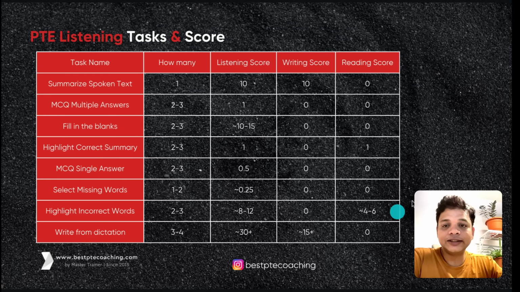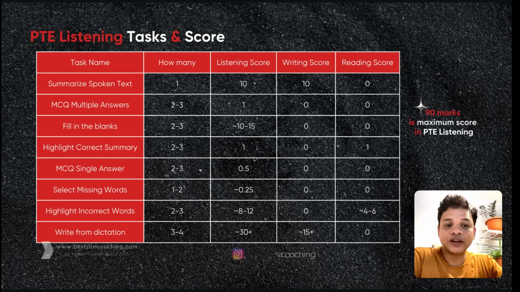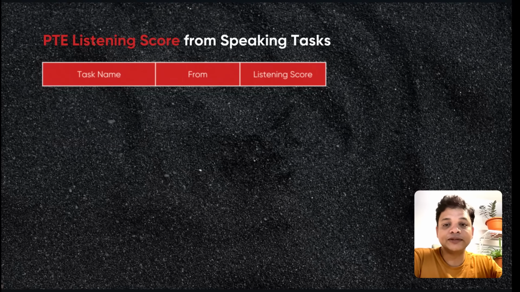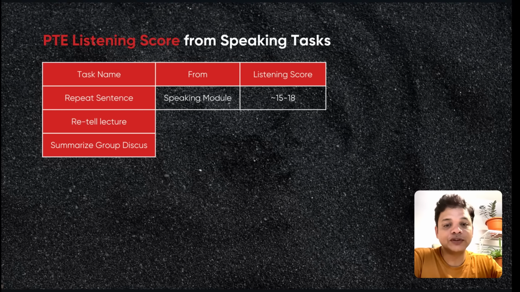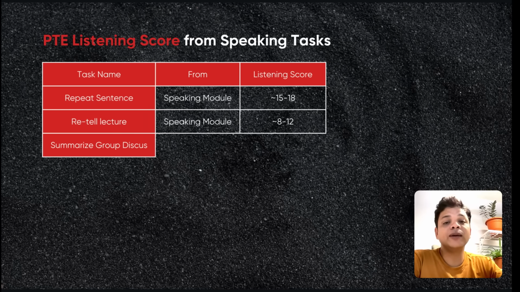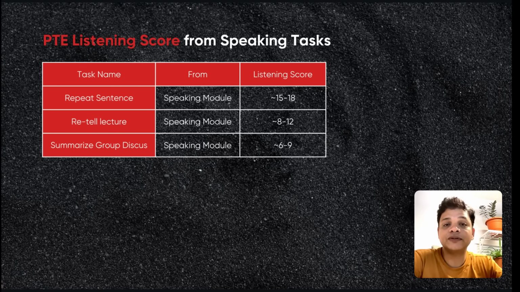So this is the thing, and there are tasks outside the listening module that are responsible for the listening score. What are they? Repeat sentence from the speaking module is responsible for 15 to 18 marks. Retell lecture belongs to the speaking module, responsible for 8 to 12 marks of listening. Summarize group discussion is a speaking module task. Again, it is responsible for 6 to 9 marks in the listening module.